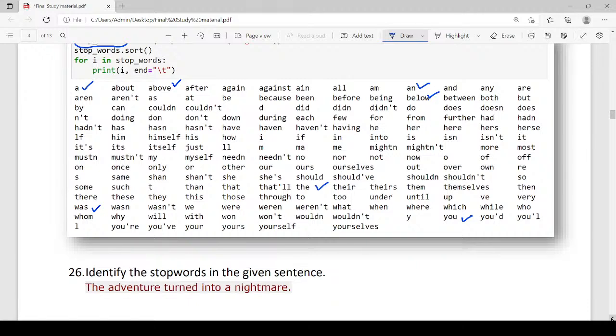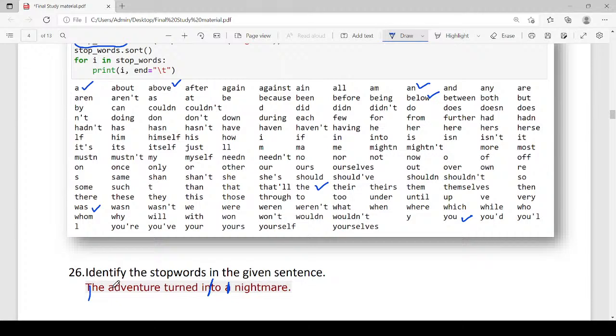Find out the stop words. You have the list of stop words that's getting displayed on the screen. Into, exactly, into is a stop word. So this is one. "Is" is a stop word. "The" is also a stop word. You all got it right.